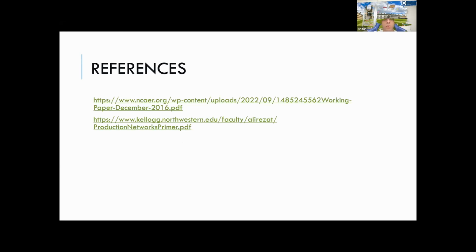However, there are many more references. The two major references were a paper which detailed the methodology of creation of an input-output table from supply and use tables, and the production networks primer, which provided me knowledge on economic shock propagation.